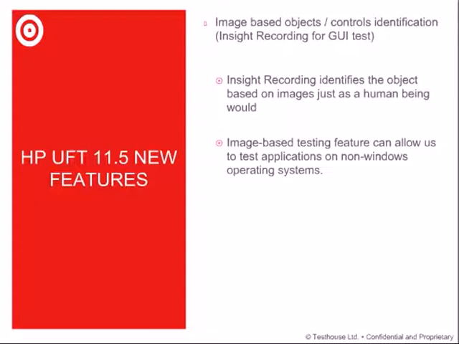More features: image-based objects and controls identification. Those users of QTP will be aware of some of the limitations of object recognition. So there's now a new feature called Insight Recording for GUI tests. Insight Recording identifies the object based on images, just as a human being would. And with image-based testing, the feature can allow us to test applications on non-Windows operating systems.